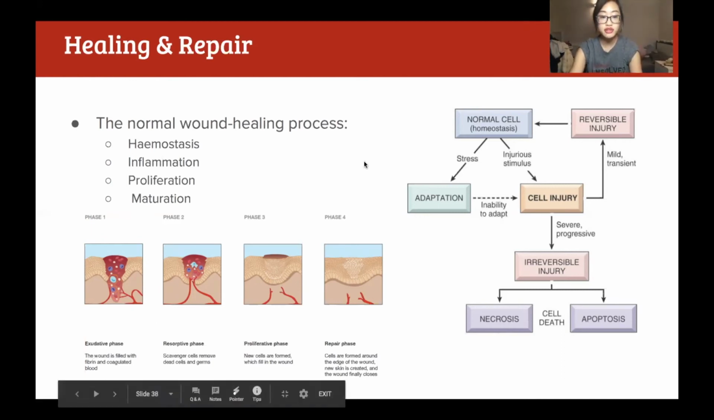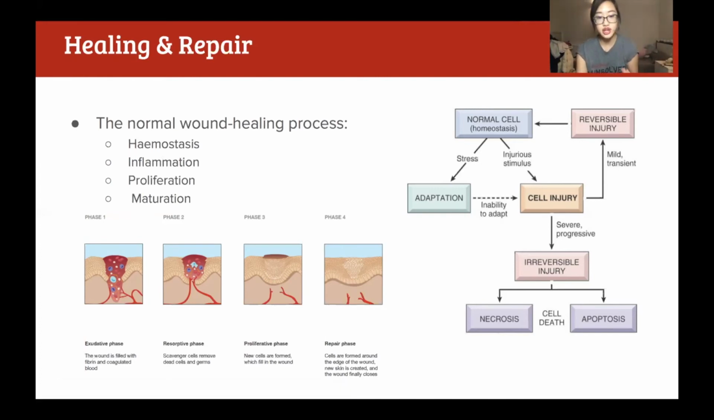Then after that, you would have what they call here the resorptive phase, but what we call the inflammatory phase, when scavenger cells, or as we know, phagocytes, come here and remove all the dead cells and the germs, by which we mean pathogens, and clean up everything that has been left by the wound, by the injury.